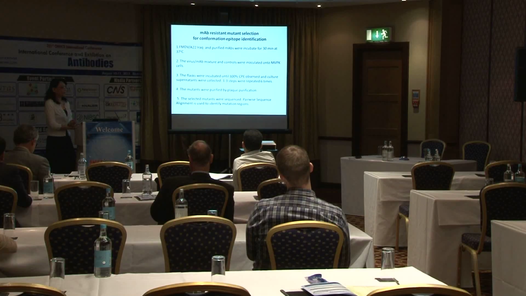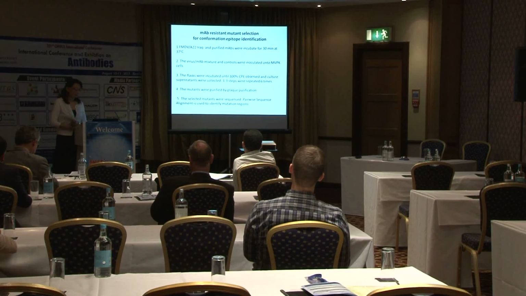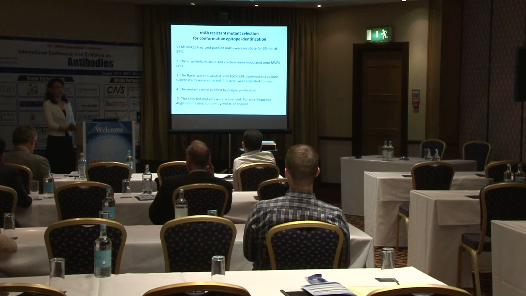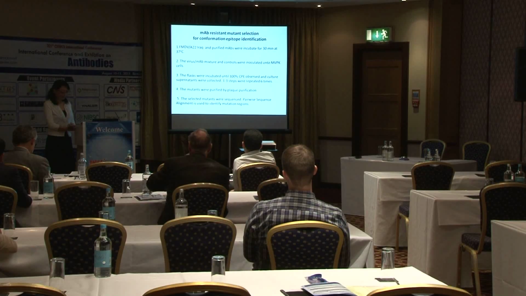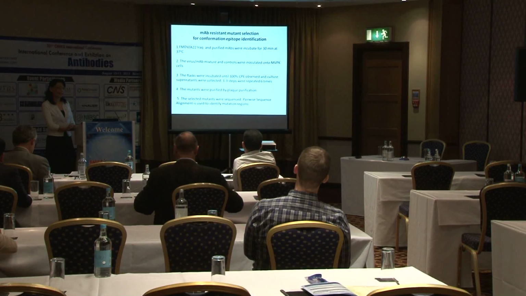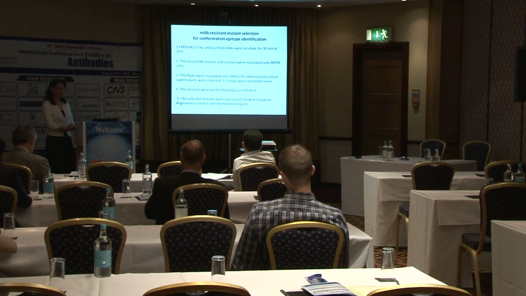The principle of antibody-resistant mutant selection is that we use a large amount of the antibody. Under the high pressure of the antibody, the virus will mutate, trying to escape the antibody binding, and then the antibody binding sites will be altered. We analyze the sequence of the mutants and compare it to the parental virus.